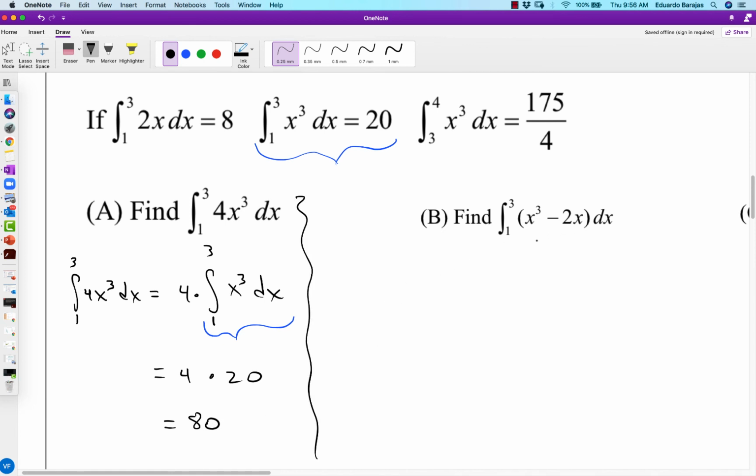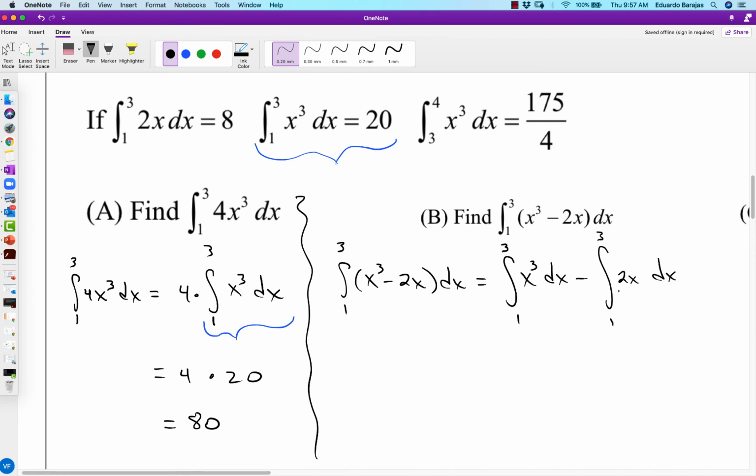Okay, for this next one, we are going to use some properties to separate this. We know that when we have a difference, a subtraction in our integrand, we can rewrite this as the subtraction of two different integrals. So the integral from 1 to 3 of x cubed minus 2x dx is going to be equal to the integral from 1 to 3 of x cubed dx minus the integral from 1 to 3 of 2x dx. So we keep the same limits of integration. We just get to separate it into the difference of two integrals.